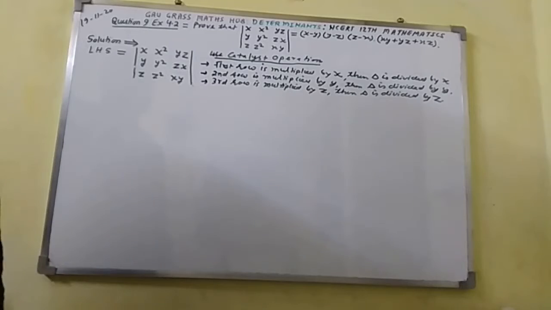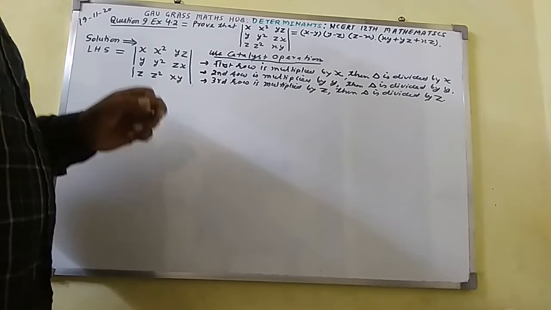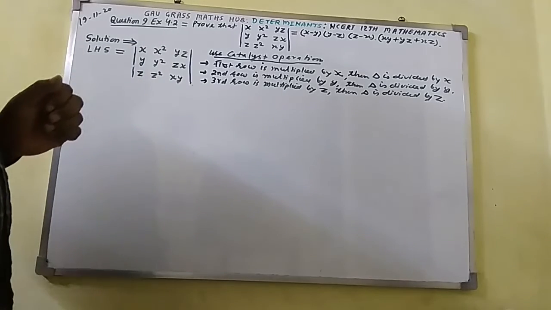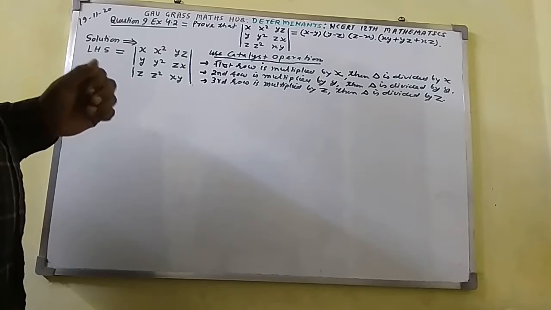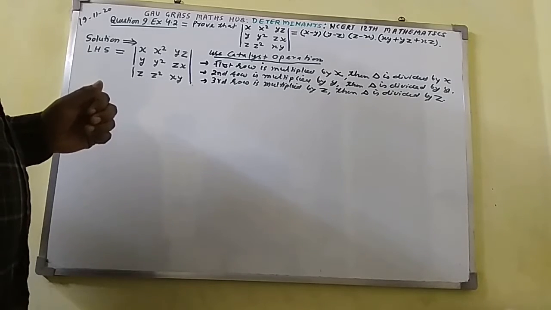This thing you have to do here. The first row is multiplied by x, so here you will get x square, x cube, xyz. Then that is divided by x, so there will be no effect in the determinant.